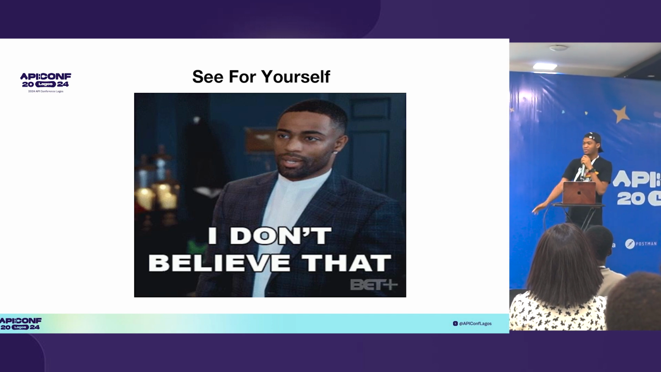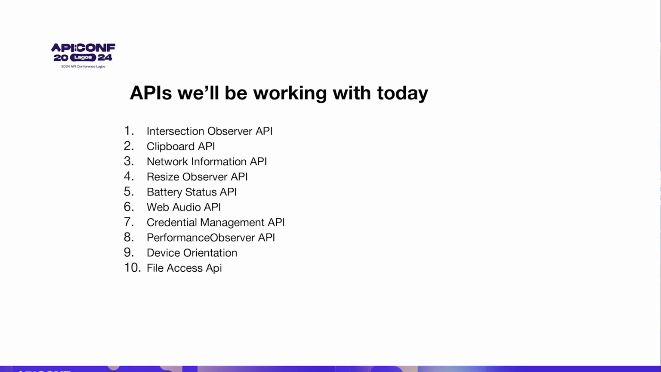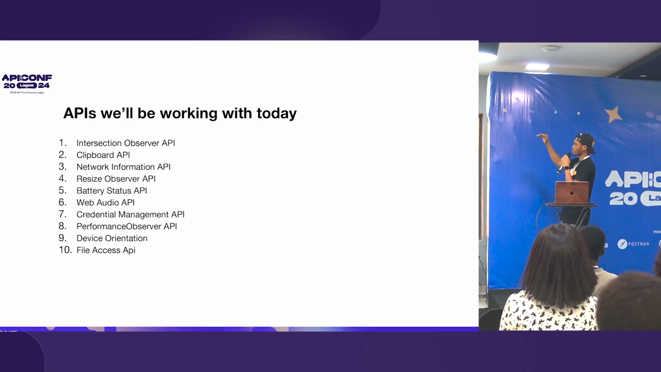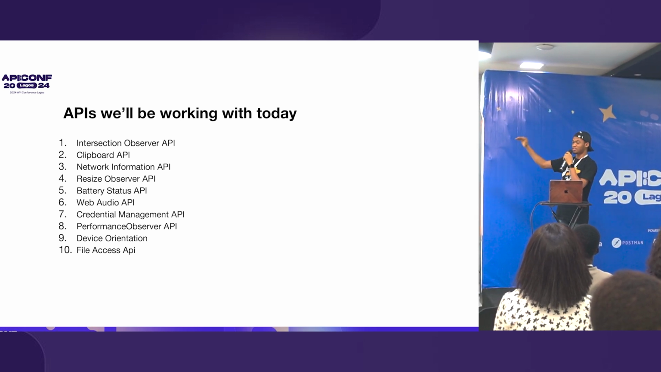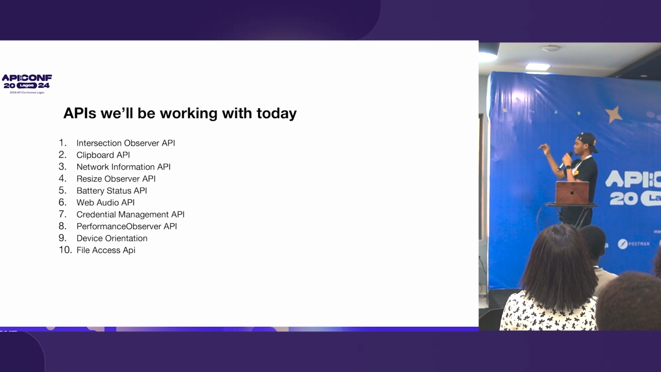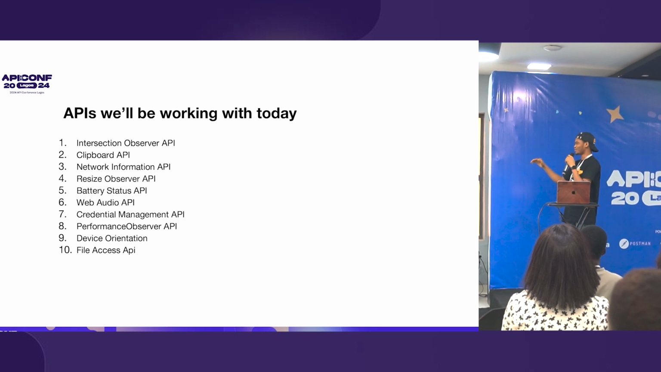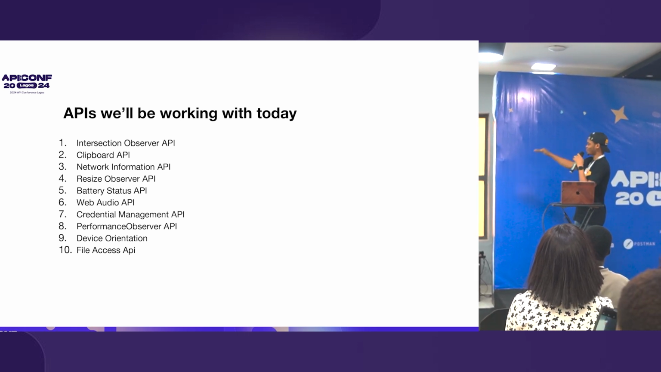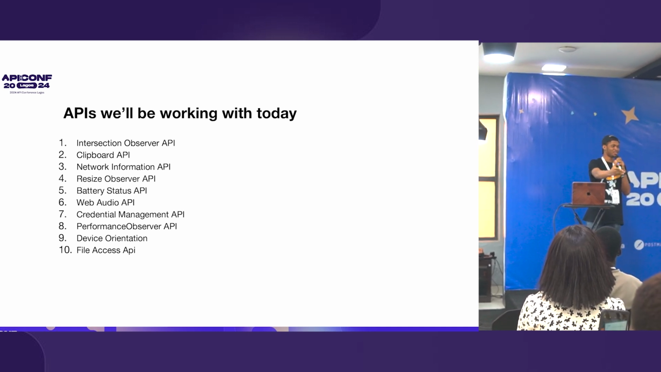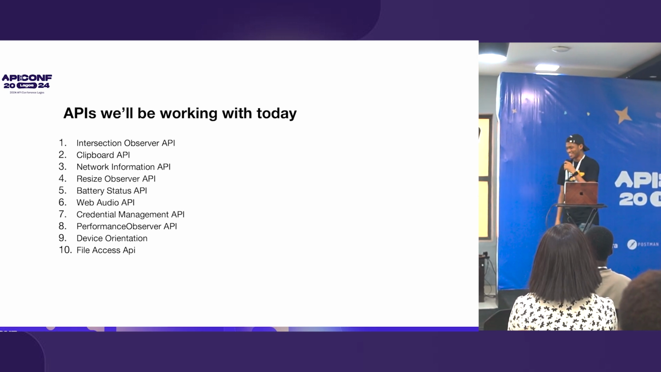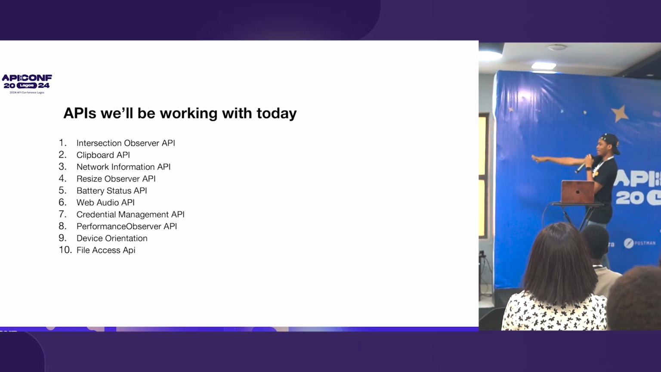So I'll be working with these APIs today, and I'll give three for you to go and try yourself and play with. The APIs are the Intersection Observer API, Clipboard API, Network Information API, Resize Observer API, Battery Status API, Web Audio API, Credential Management API, Performance Observer API, Device Orientation API, and File Access API. Everything ends with API, so you always say API. So moving on. These are really fun APIs.